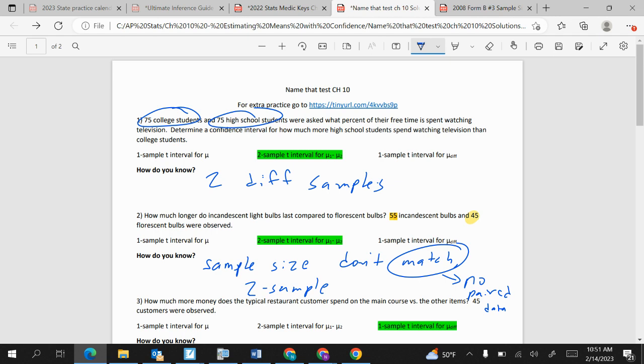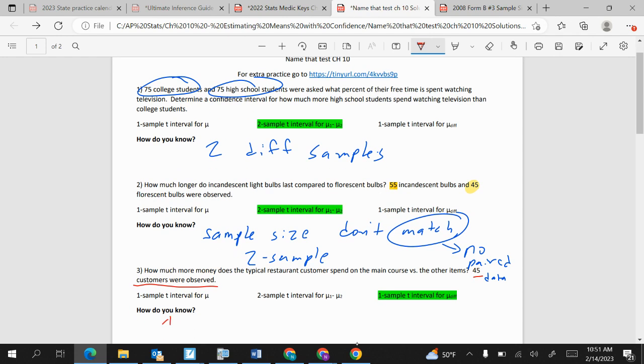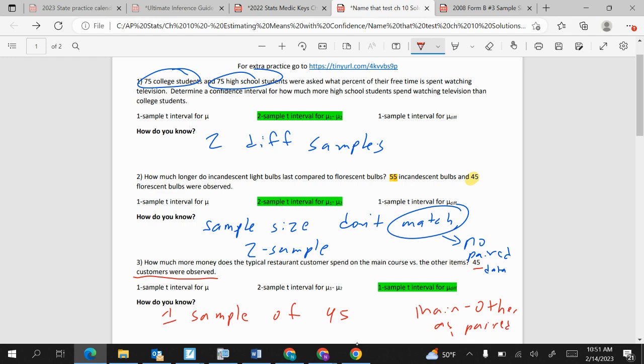Number 3, you can't see the answer, but that's okay. How much more money does the typical restaurant customer spend on the main course versus other items? 45 customers were observed. So here we go. 45 customers were observed. That is one sample. And obviously, they're just going to do the main minus other as the paired data. So that's why it's a one sample.